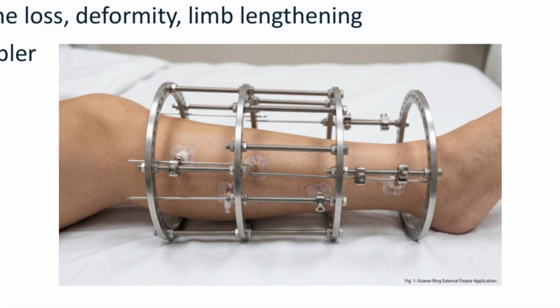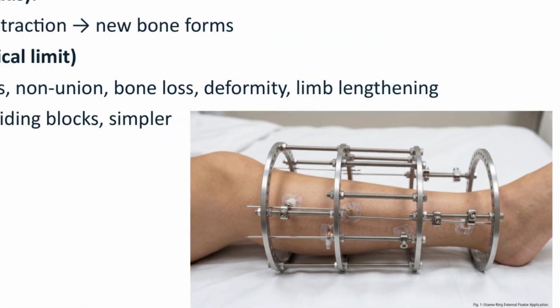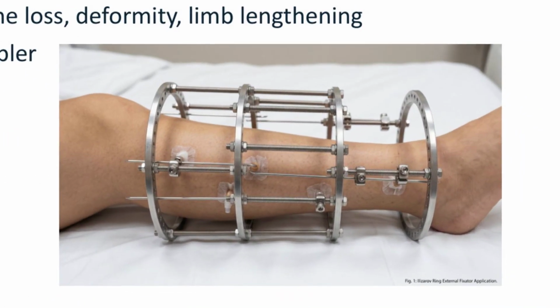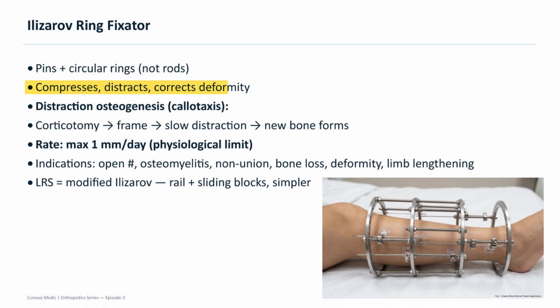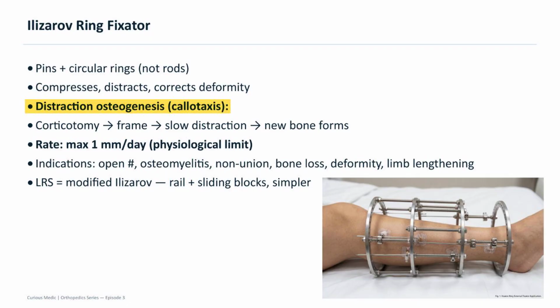One of the most powerful devices in all of orthopedics is the Ilizarov ring fixator. Instead of pins and rods, it uses pins and circular rings. Beyond just stabilizing the fracture, the Ilizarov can compress, distract, or correct angular deformities with great precision. Its most important function is distraction osteogenesis, also called calotaxis.